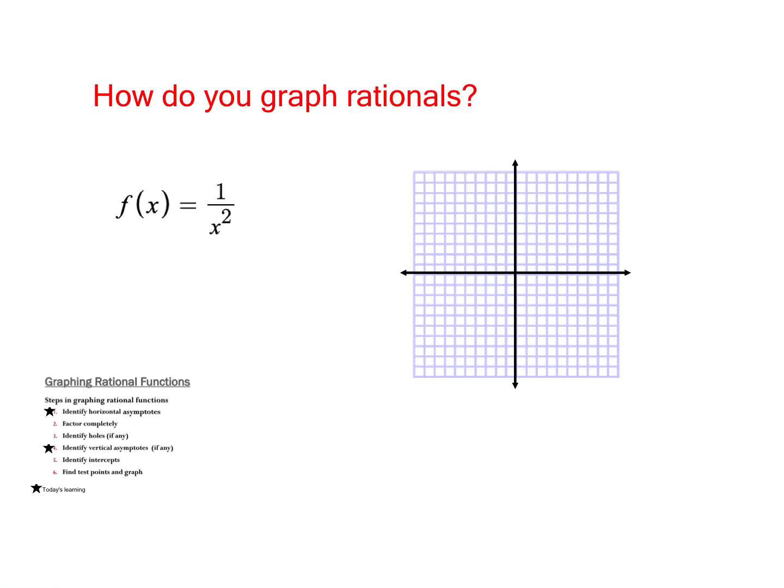1 over x squared. I hope these become like second nature. Horizontal, 1,000 trick. Vertical, makes the bottom 0. No holes because nothing cancels.